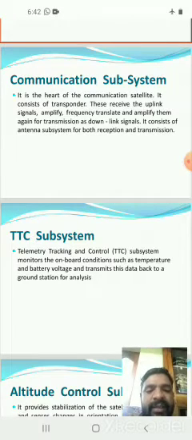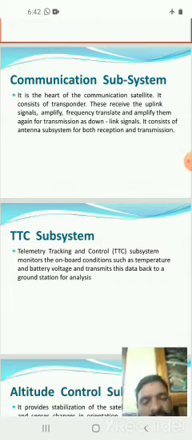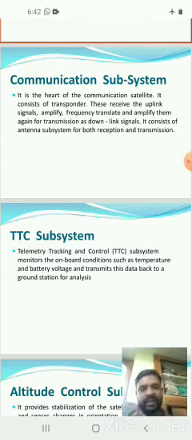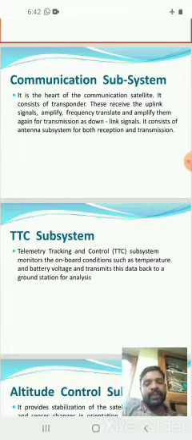So the TTC subsystem analyzes the data, how to transmit it to the ground station for analyzing and how to receive it. The total analyzing purpose covers onboard conditions like temperature or battery voltage, and how to run the satellites. So this total information is controlled by the TTC subsystem by using sensors.